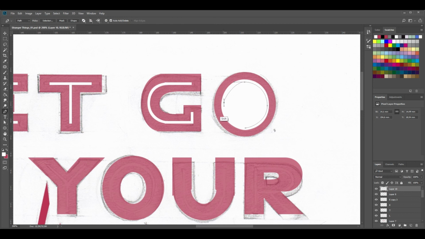Alright, the shapes of the lettering fillings are probably not ideal right now, but we'll polish them during the following parts of the process.